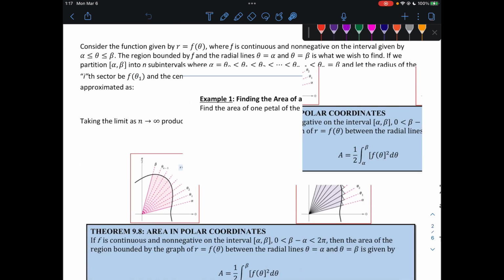All right, so on the next slide, we're talking about the function r equals f of theta, where f is a continuous and non-negative function on the interval between alpha and beta. The region bounded by f and the radial lines.